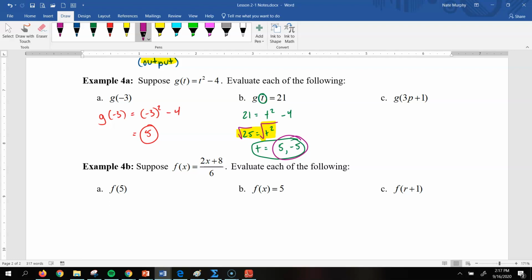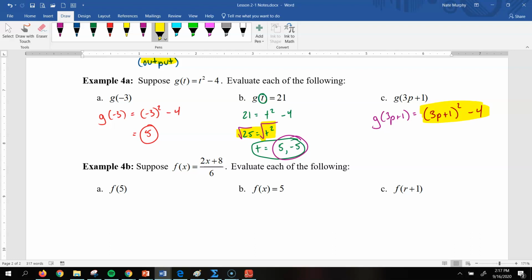Lastly, for letter C here, our input is another expression, meaning we're not going to get an actual answer for this. We're just going to plug 3p plus 1 in for t. So we would have 3p plus 1 being squared minus 4. Now for the time being, I'm just going to let you leave it like this. You do not have to worry about simplifying it. We can just leave this as your answer.